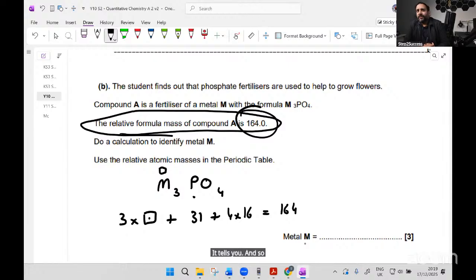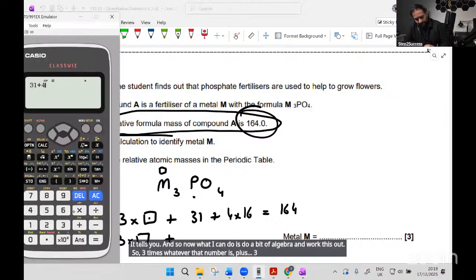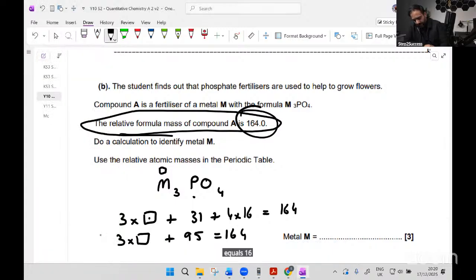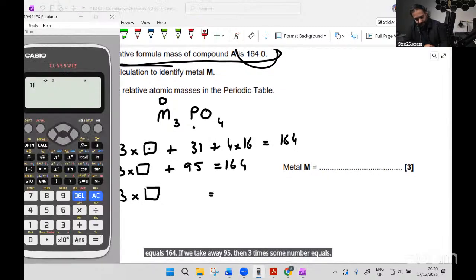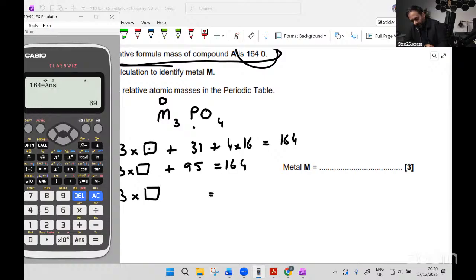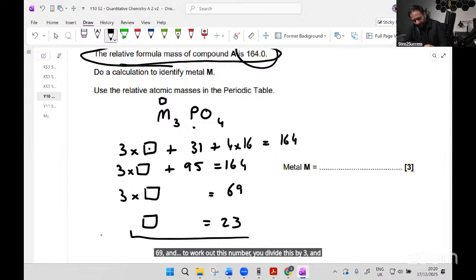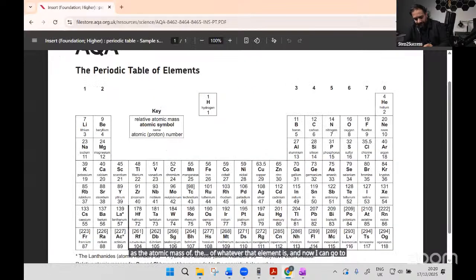And so now what I can do is do a bit of algebra and work this out. So 3 times whatever that number is plus 31 plus 4 times 16 is 95 equals 164. If we take away 95, then 3 times some number equals 69. And to work out this number, you divide this by 3 and you would get 23 as the atomic mass of whatever that element is. And now I can go to the periodic table, find the number 23, and I'll find it there. And it is sodium.